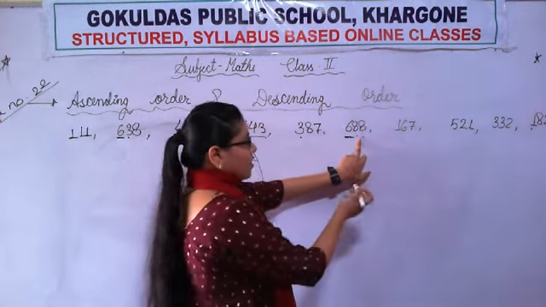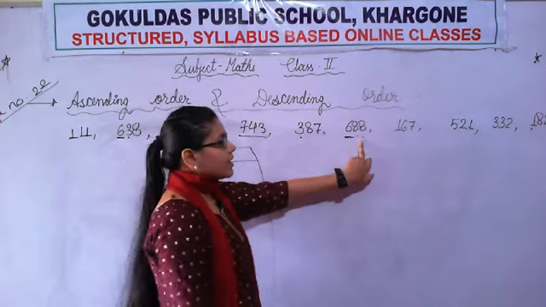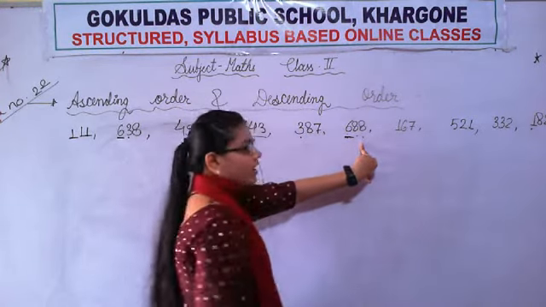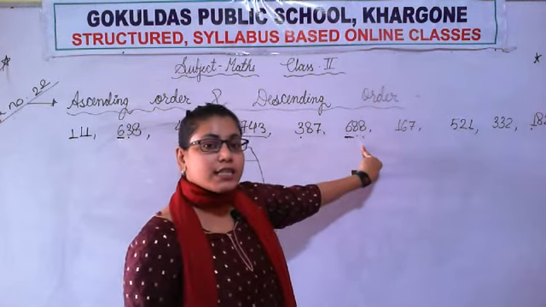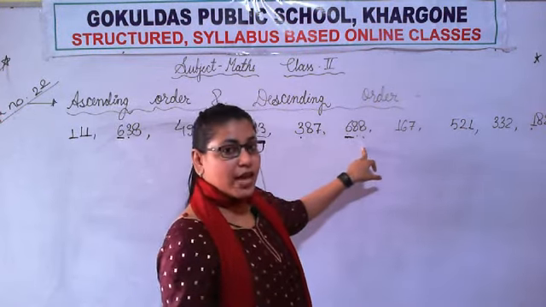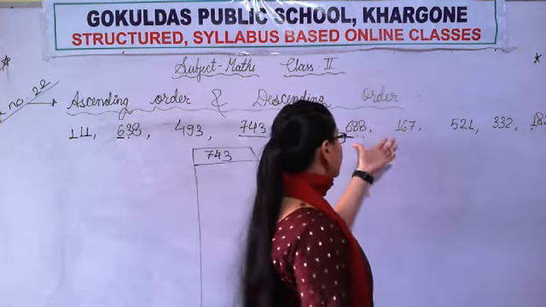Now we will compare the other numbers with this one, 688. Now here 6 at the 100's place and here 1 at the 100's place. Which one is greater, 6 or 1? 6. 1 is smaller. It means 688 is still the biggest number.